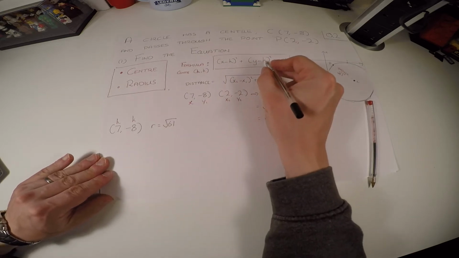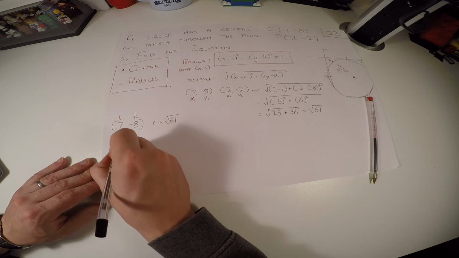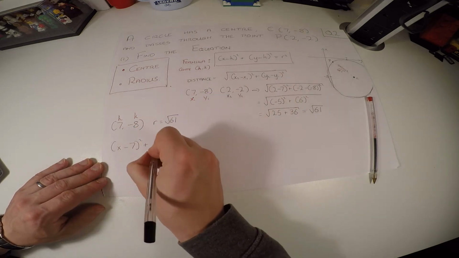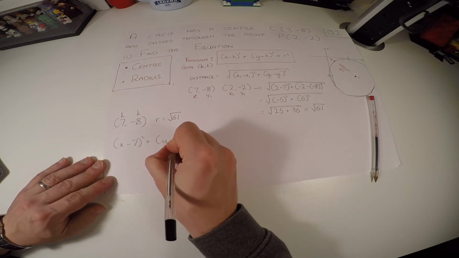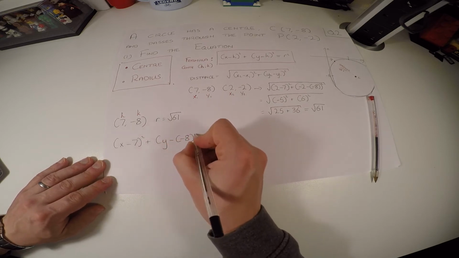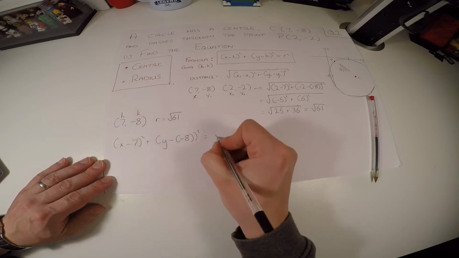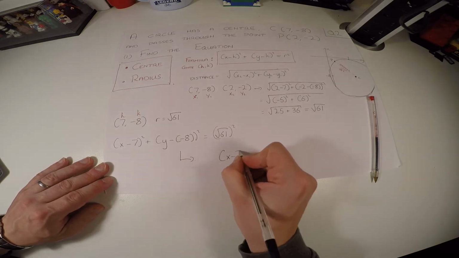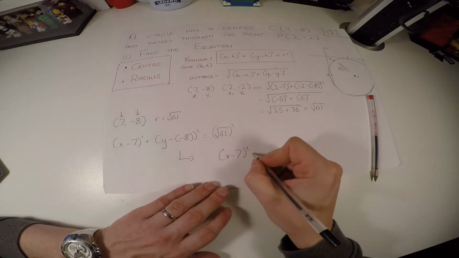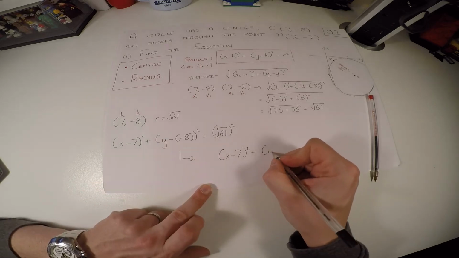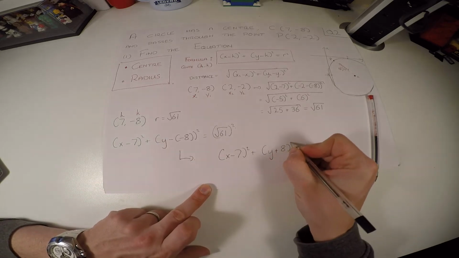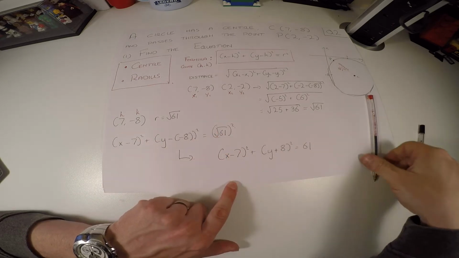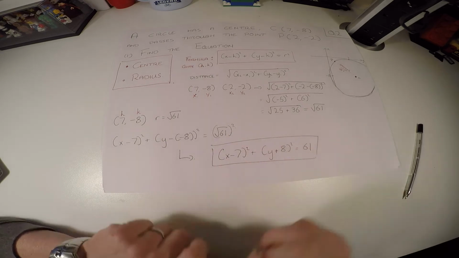So filling in this formula, we have (x minus h, which is minus 7) squared, plus (y minus k, which is minus -8) squared, equals r squared, which is root 61 squared. That simplified is going to be (x minus 7) squared, can't do anything with that, plus (y plus 8) squared. And when we square something that's square rooted, they cancel each other out, just leaving us with 61. So that's the answer to the first part.